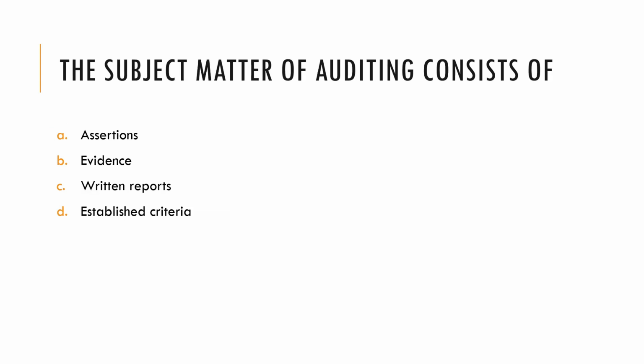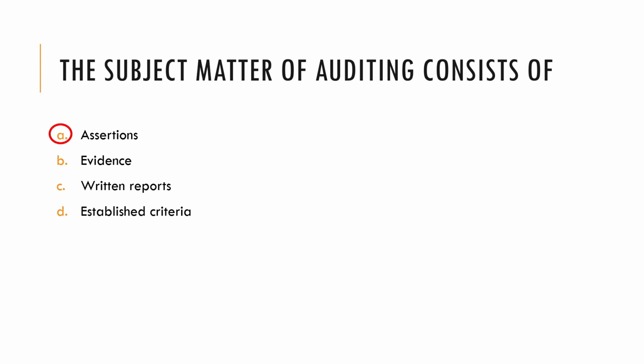Next, what is the subject matter of auditing, or the subject matter of auditing consists of? Does it consist of assertions, evidence, written reports, established criteria? Of course, the answer to this one is it actually consists of assertions. Now, sometimes some examiners put a letter E here, financial statements, and we would normally be attracted to the answer financial statements.